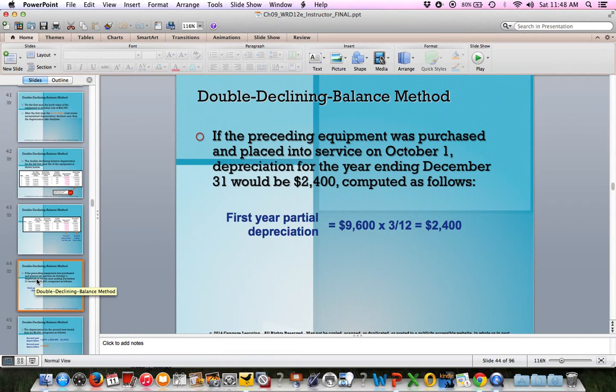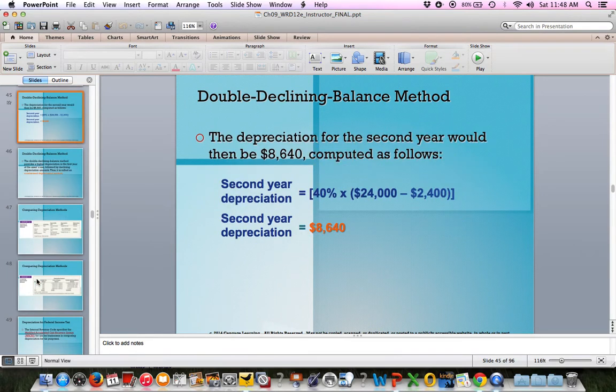Then it says that the preceding equipment was purchased and placed into service mid-year, basically October 1, that's October, November, December, for 3 months. We just take that first year of depreciation, which we computed at 9,600, and just take a third of that for the first year. Then the second year would be 8,640, which is basically the balance of it. Okay, you can see 24,000 minus 2,400 taken in the first year, then you get 8,640. So it changes a little bit if you place an asset in service mid-year.